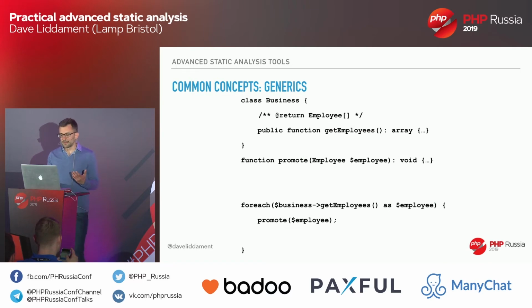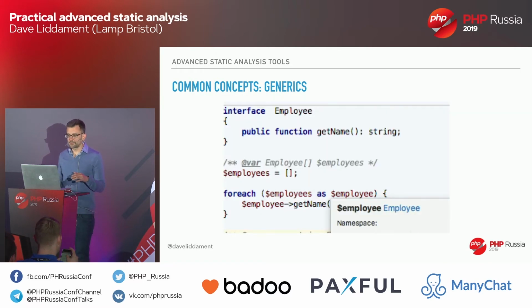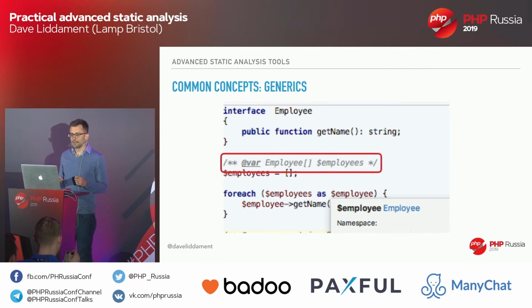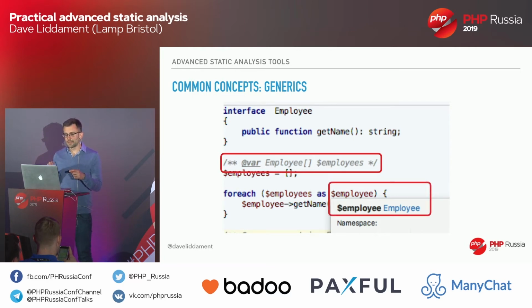So adding that in has helped, and the great thing is that my real-time static analysis tool also understands this convention. So you can see here that we've got something of type employee, which is an array of, well, something you can iterate over of type employee, and it's clever enough to see that the variable employee in the foreach loop is of type employee. So that's great.